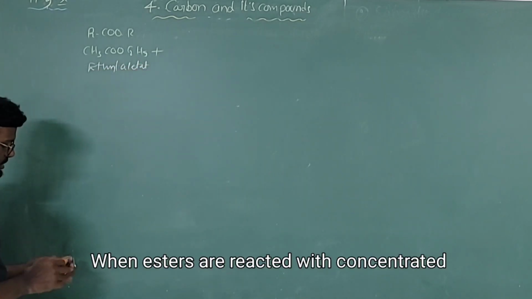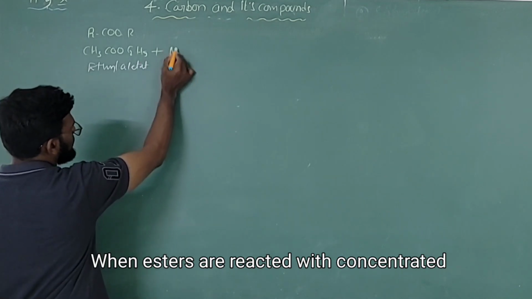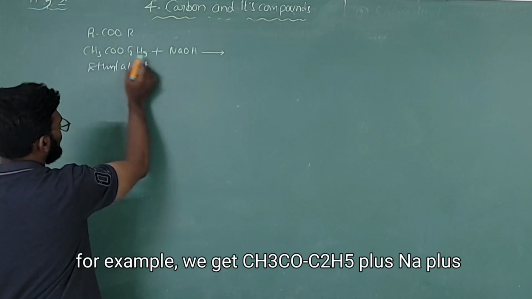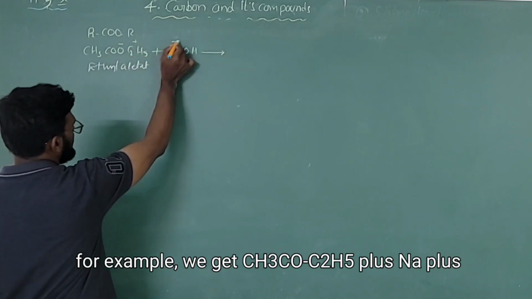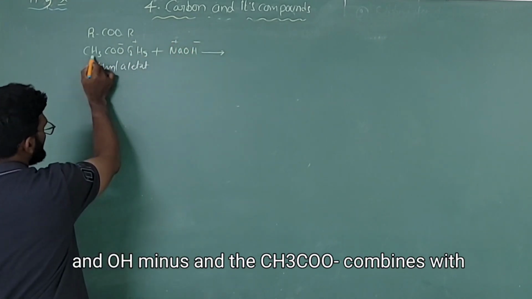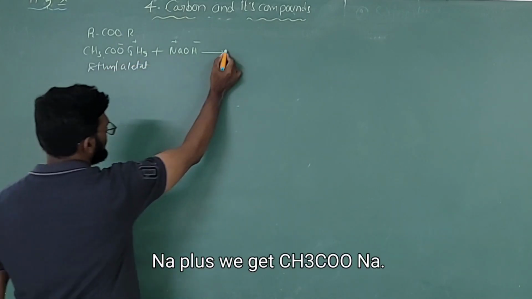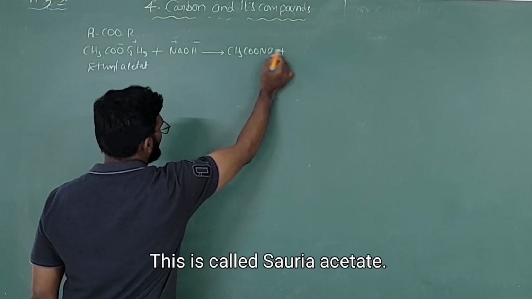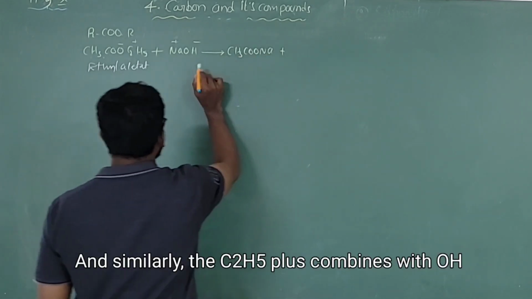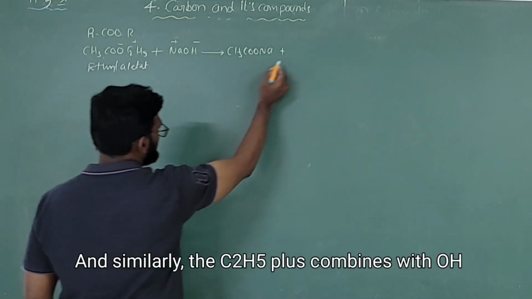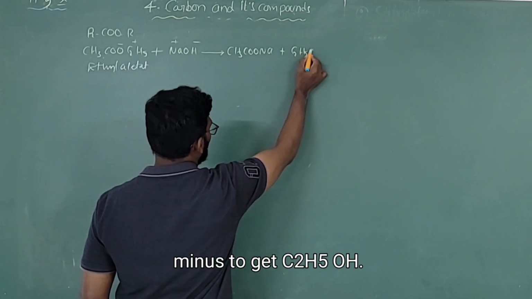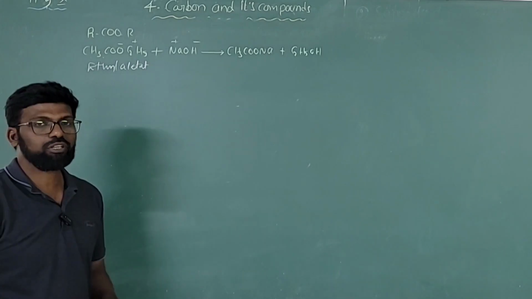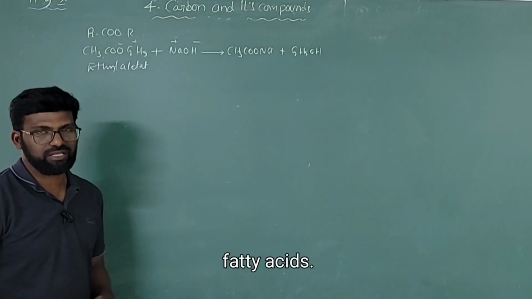When esters are reacted with concentrated bases, sodium hydroxide for example, we get CH3COO minus, C2H5 plus, Na plus and OH minus. The CH3COO minus combines with Na plus to give CH3COONa, which is called sodium acetate. Similarly, C2H5 plus combines with OH minus to give C2H5OH. But these are simple compounds. Actually soaps are formed from higher fatty acids.